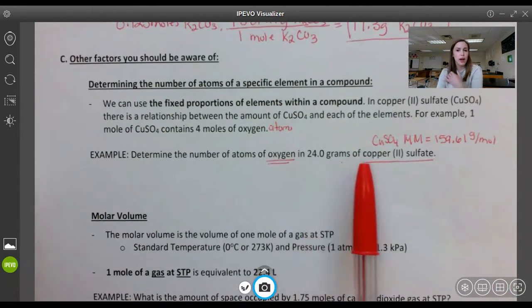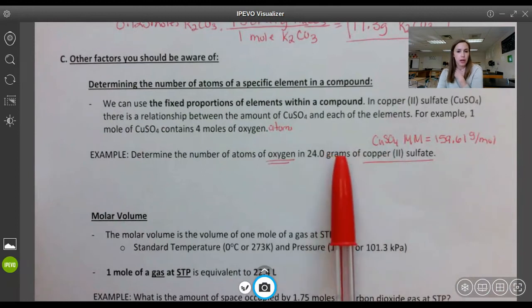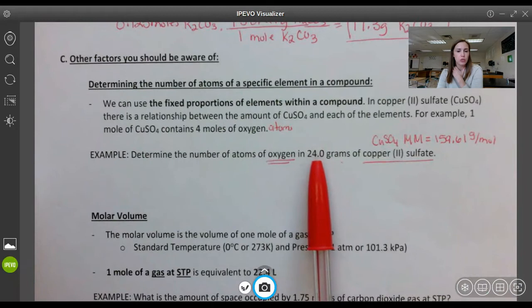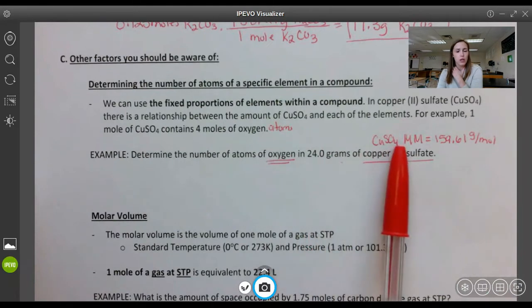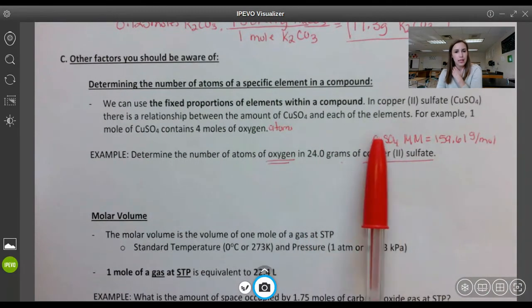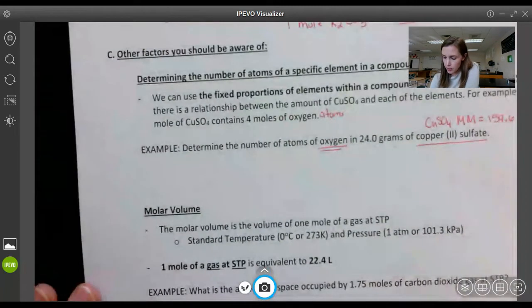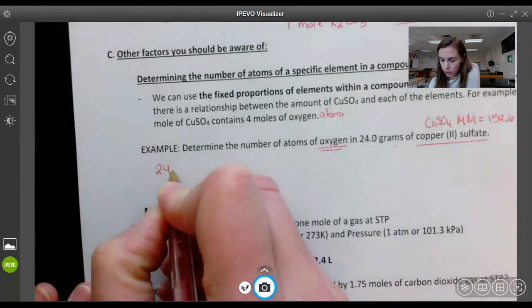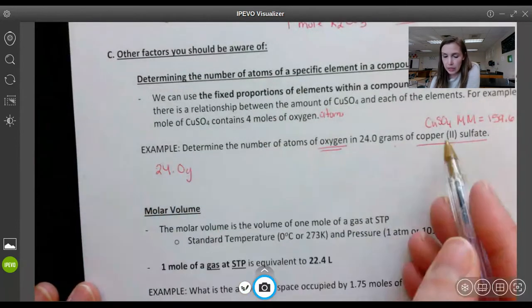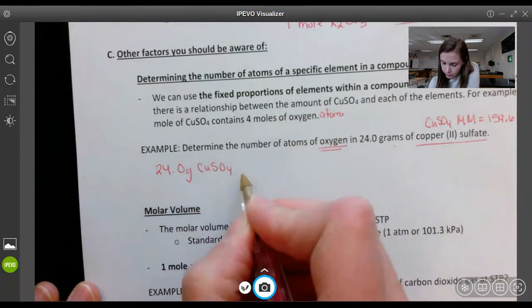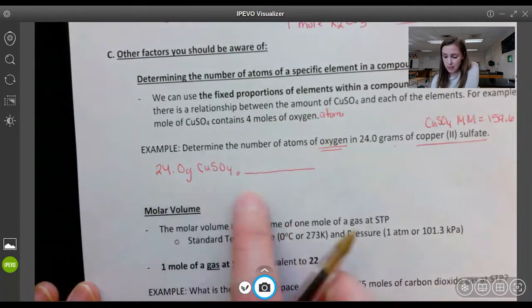Okay, so I'm going to start with what I'm given, and we're going to really use the units to direct how we're going to go from grams to the number of atoms. And think about the fact that grams, we can use our molar mass to get to moles, and then we can use moles to get to the number of oxygen atoms. So over here, I'm going to start with my 24.0 grams, and this is where I really like labeling what everything is, where you have your copper 2 sulfate. The first thing I want to do is get that into moles.